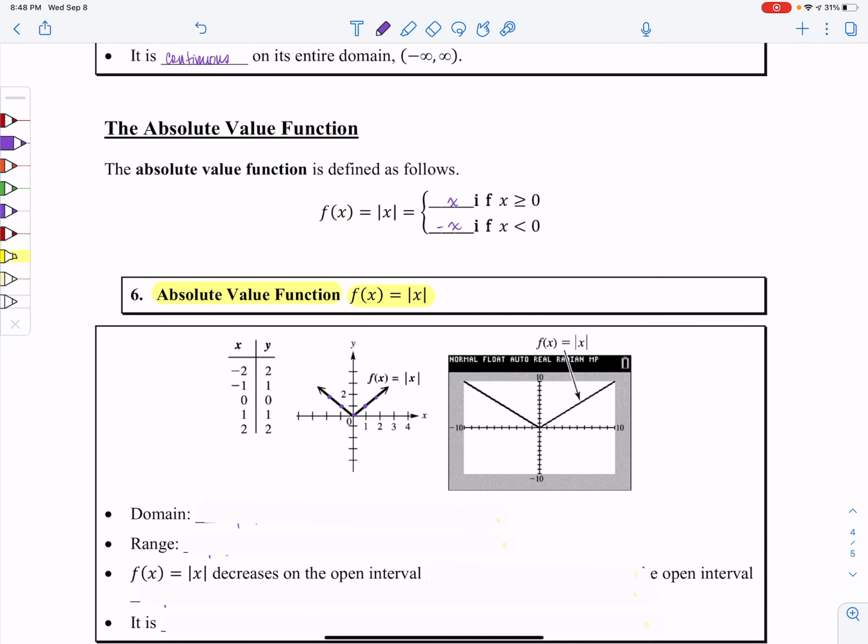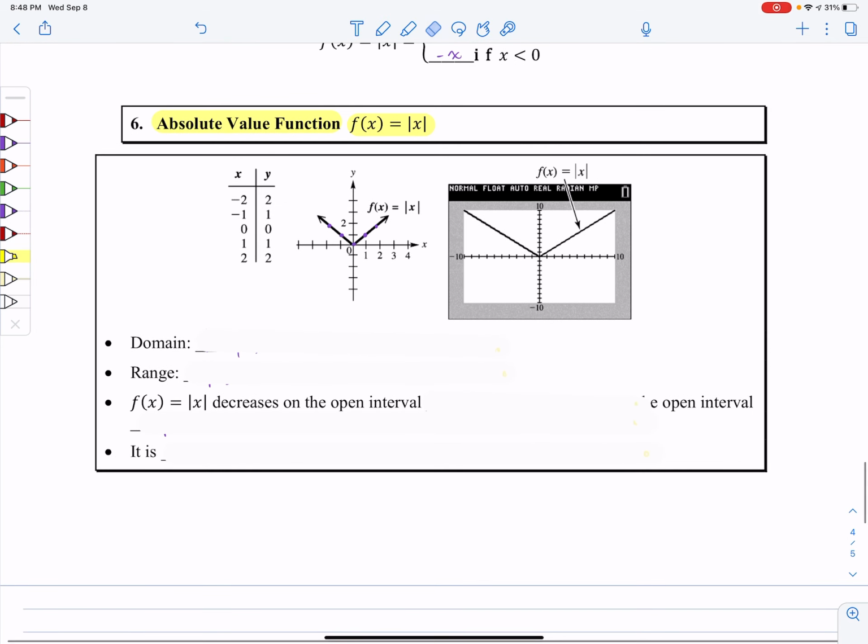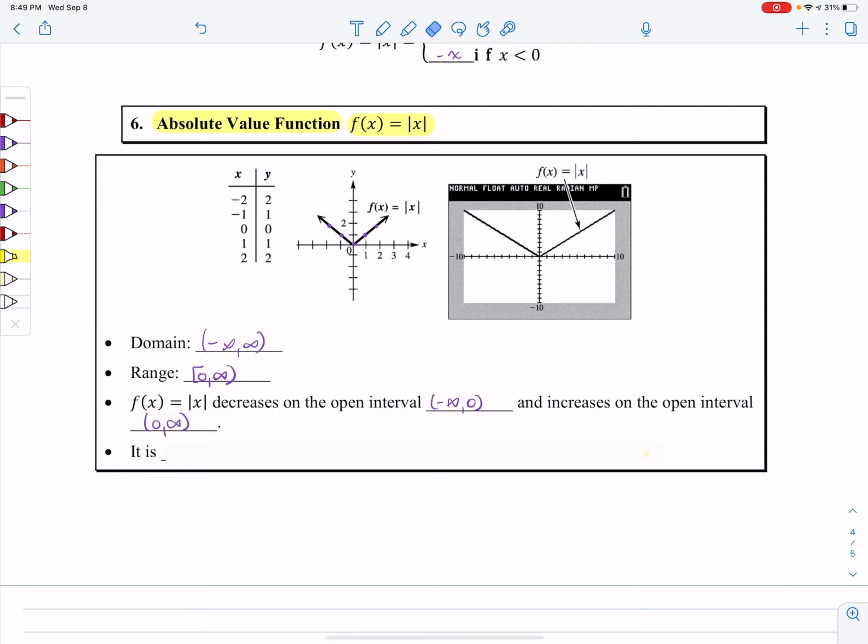So it's the V-graph. My domain is, once again, all real numbers. My range, the bottommost value is 0, so it's going to go from 0 to infinity. It's going to decrease from negative infinity to 0, and then it turns around and increases from 0 to infinity, and it is always continuous.